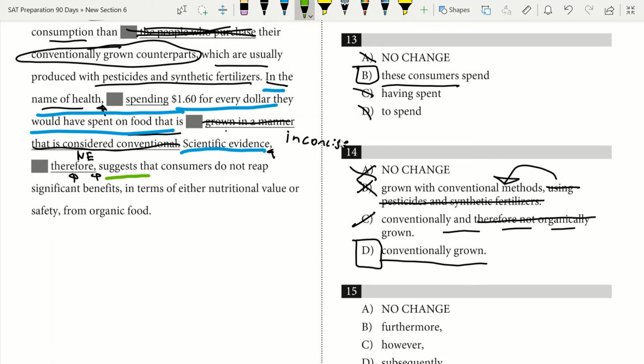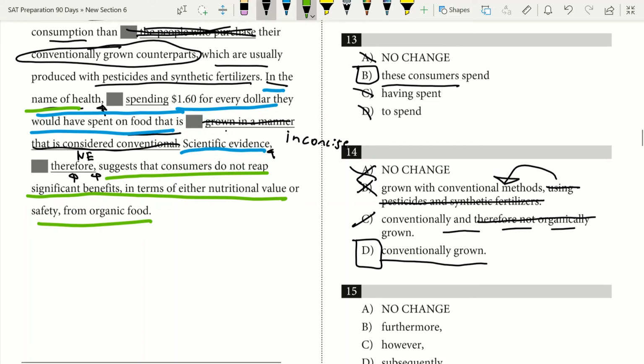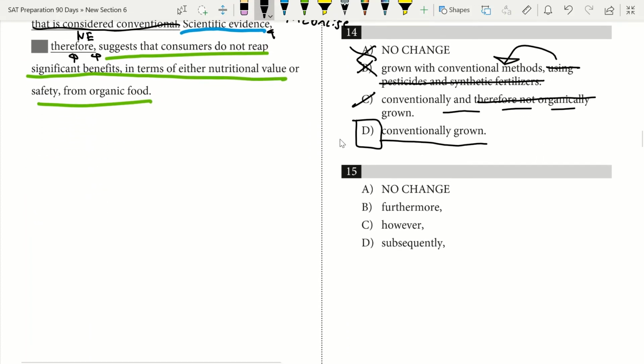So we want to connect that blue to that green. Okay, so we want to connect those two things. So let's read on and see what we have. We have scientific evidence suggests that consumers do not reap significant benefits in terms of either nutritional value or safety from organic food. Okay, well that's in contrast, right? That's in contrast to how these consumers in the name of health are spending more money. So these consumers are spending more money in the name of health, but we're showing that it's not actually healthier to eat organic. So we're contrasting two different things. Okay, so our correct answer there would be the word however, which is answer choice C for number 15.